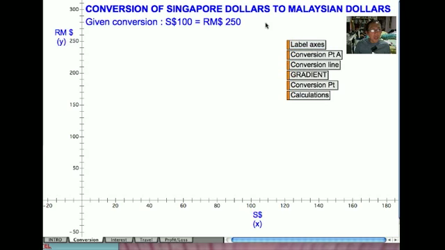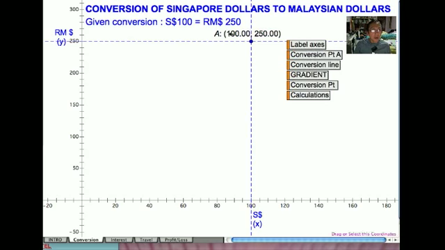We begin by labeling the axis. The y-axis is the amount of Malaysian dollars and the x-axis is the amount of Singapore dollars. The conversion rate can be thought of as a single point with the x value 100 representing Singapore dollars and the y value 250, the amount of Malaysian dollars. We complete this with a straight line passing through 0, 0 because 0 Singapore dollars would give 0 Malaysian dollars.